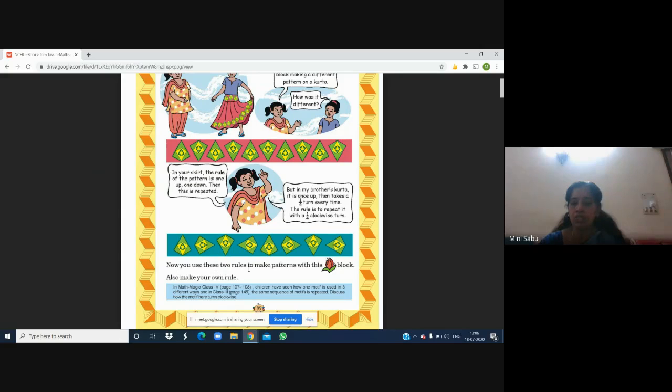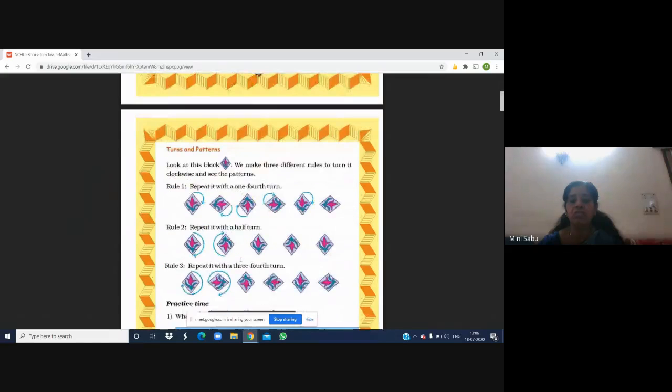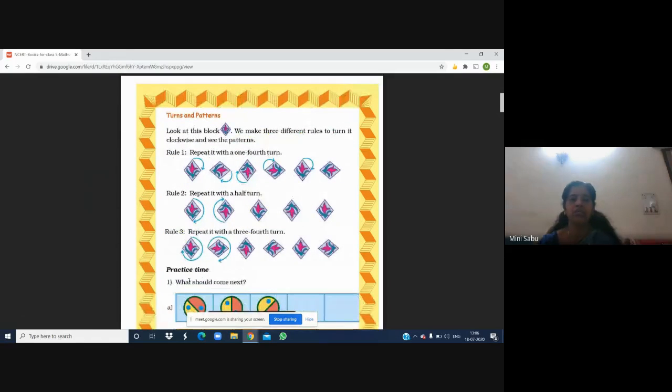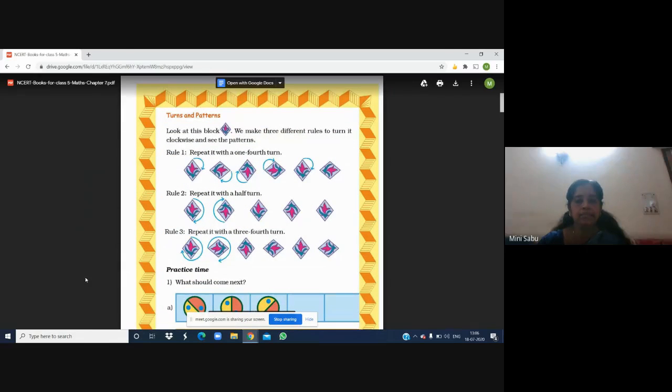Now you use these two rules to make patterns with this block. Another block it is. Also make your own rule. Did you see, children? These two blocks are the same, but here the rule is different. When the rule changes, the design also changes. Is it clear to you? Yes, ma'am.